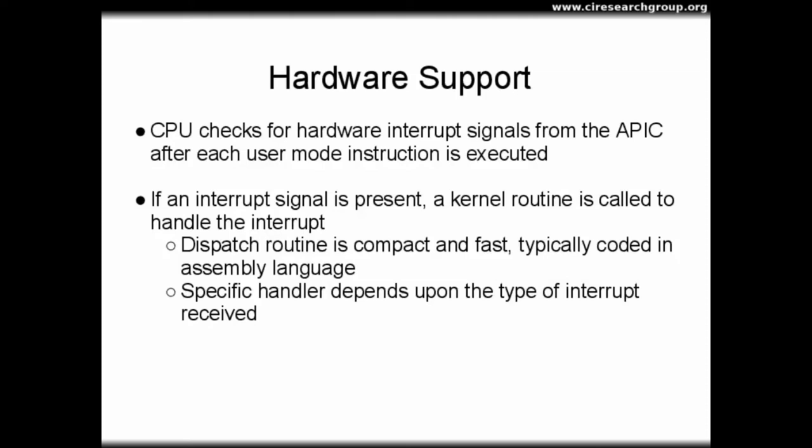If an interrupt signal is present, then a kernel routine is called by the CPU in order to handle this interrupt. The interrupt dispatch routine, if it's not implemented directly in hardware, is actually a compact and fast routine that could be implemented in the kernel, often coded in assembly language. It has to be that fast. The specific interrupt handler is always a kernel routine, or in the case of a microkernel, an external server routine. And this specific handler depends upon the type of interrupt received. These are typically coded in C.